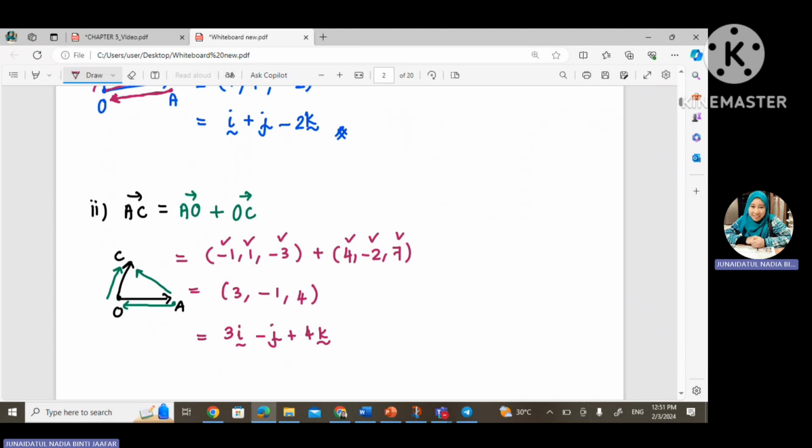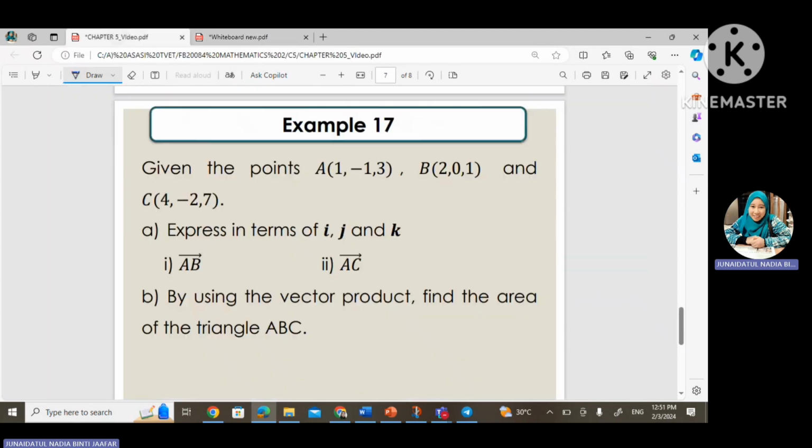Next question. By using the vector product, find the area of triangle ABC. So the area of triangle ABC is equal to, the formula is 1 over 2 times the magnitude of AB cross AC.